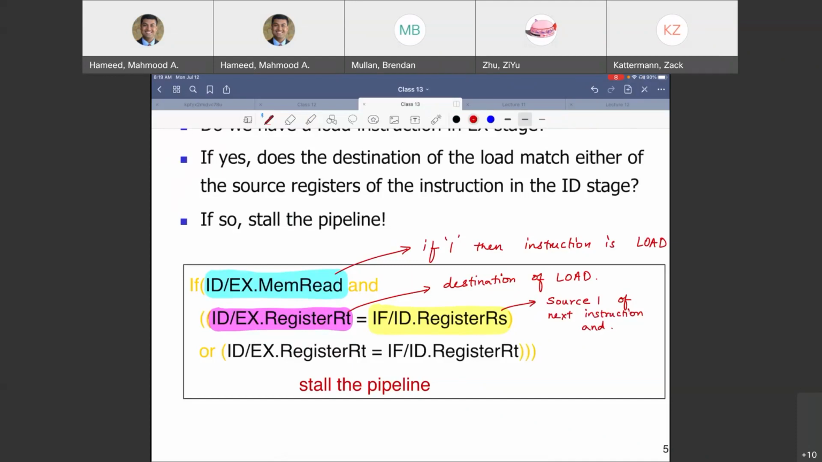Is it equal to that or not? Or the other case, load destination equals the other source, source 2. Could be either one, right? Has to be a load, and it has to have that same register being written and then used. And if that is the case, we do a stall of the pipeline for one instruction. You guys see how we are going to implement the hazard detection unit?